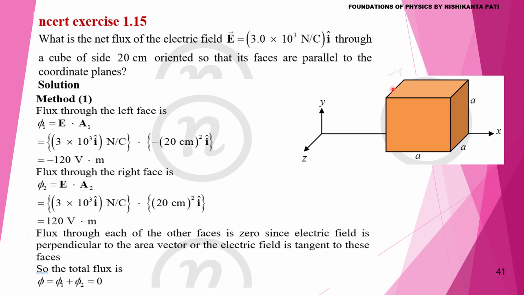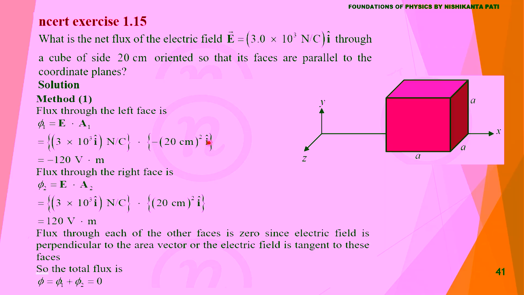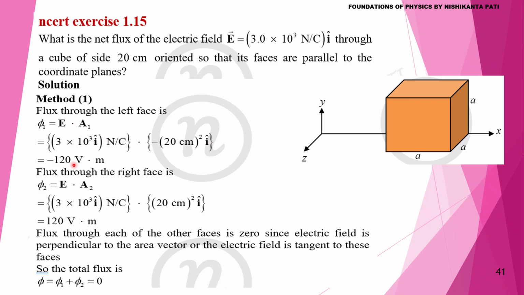The flux through the left face: this is the left face. Electric field is given, and the left face area vector is this way. So the area vector is 20 centimeter whole square, minus i cap. The flux is this much. The flux through the right face: this is the right face, and the area vector is this way. So the area vector is 20 centimeter square i cap. Electric field is given. Then the flux is 120 volt meter.